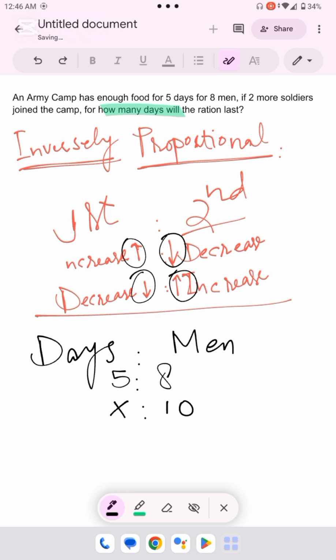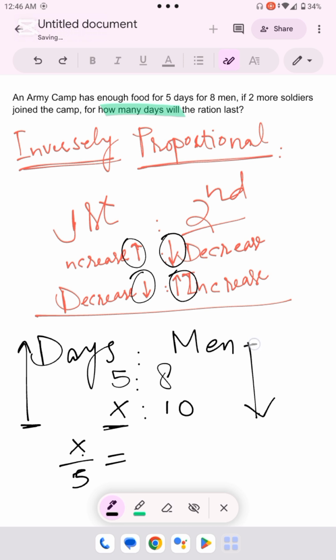Now, if men are more, then days will be less, and if men are less, then days will be more. Number of days that the ration or food lasts is having the inverse relationship that I told you earlier. So in this case, the x is at the bottom, it would be at the top, and 5 would be at the bottom, x over 5.